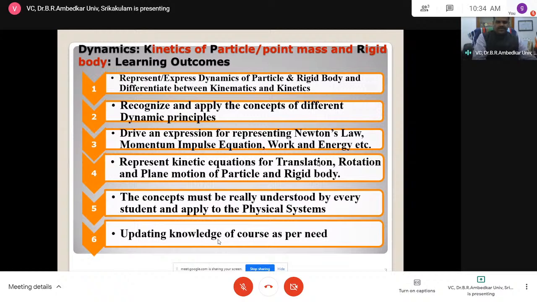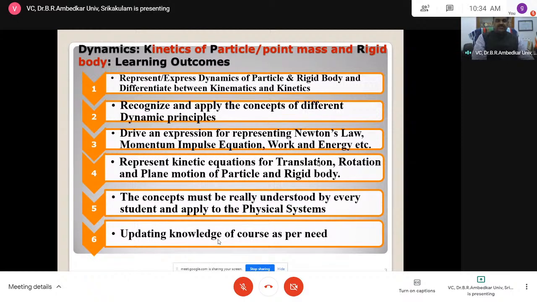Then derive an expression using Newton's law, momentum impulse equation, work energy, and D'Alembert's principle, etc. These equations we have to represent for different types of motions. There is translation, again rectilinear translation, curvilinear translation, rotation, and plane motion of a particle and rigid body. The concept must and should be understood by a good student and applied to any physical system.